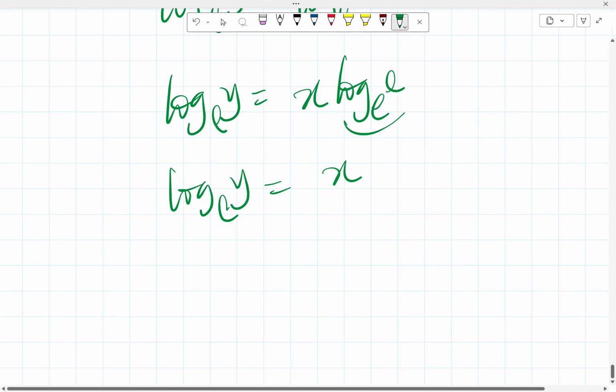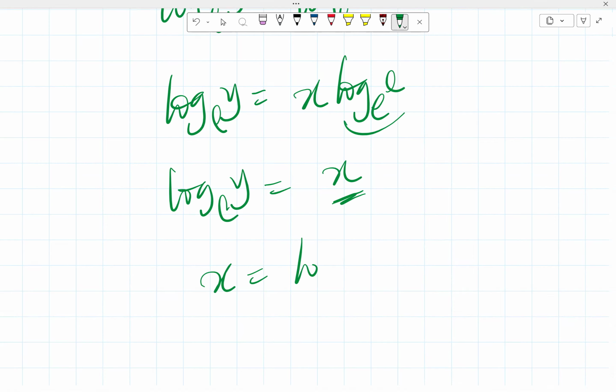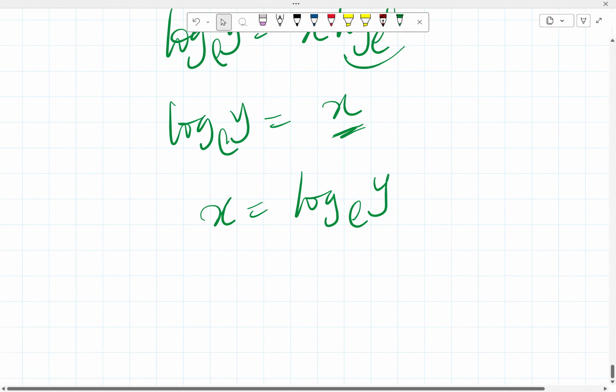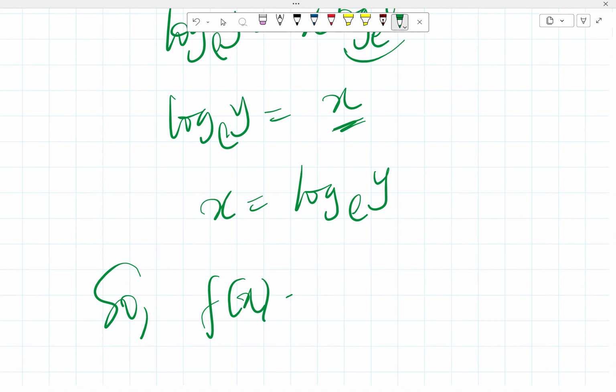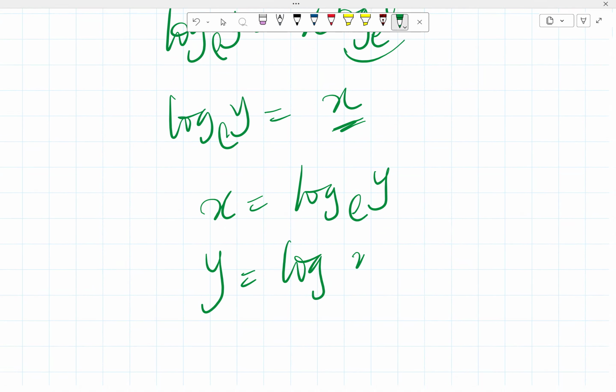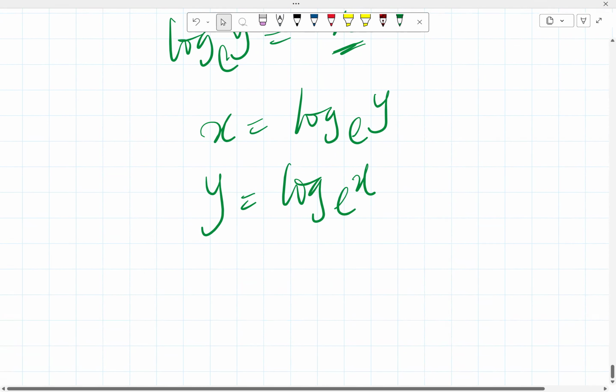So from there, what do we have then? Log y to base e is equal to x. So we have isolated x. So we see that x now is log y to base e. So if we now do all the transformations, we can now say f of x is equal to log. You can now transform it. Now you just have y equals log x to base e, which is ln x in short.